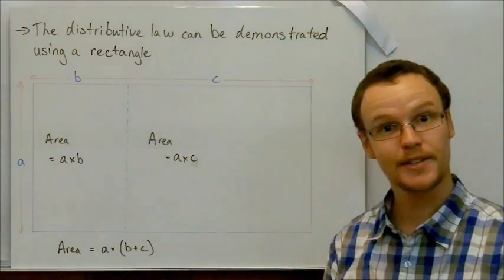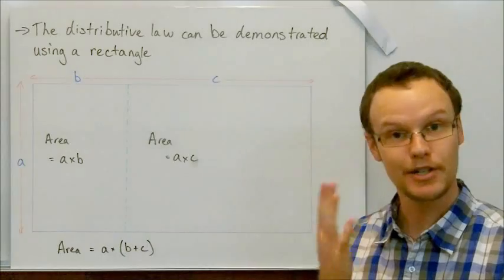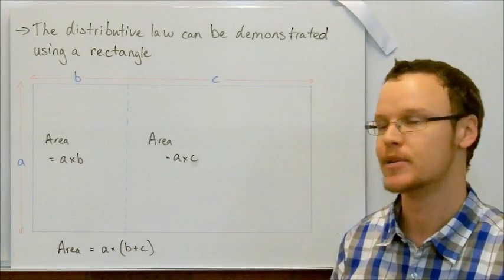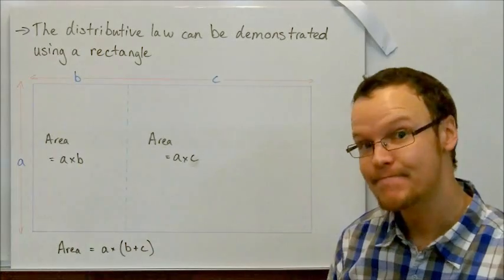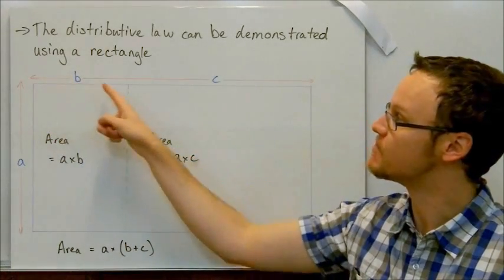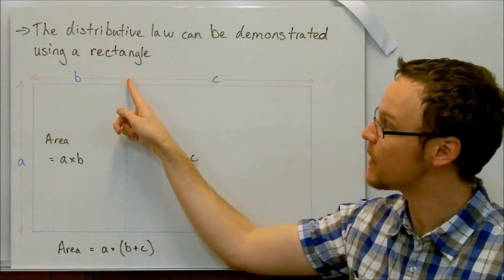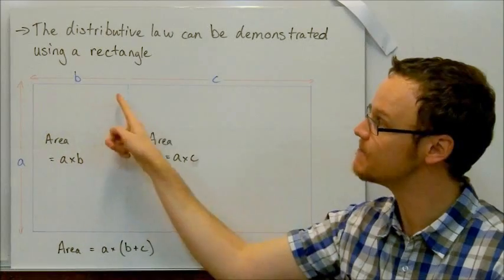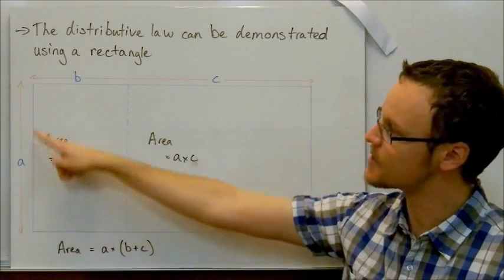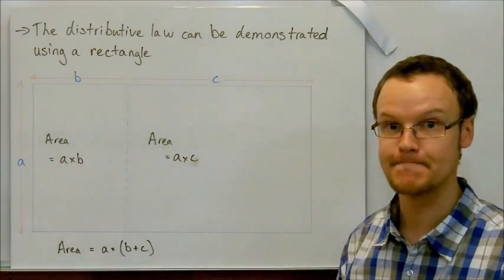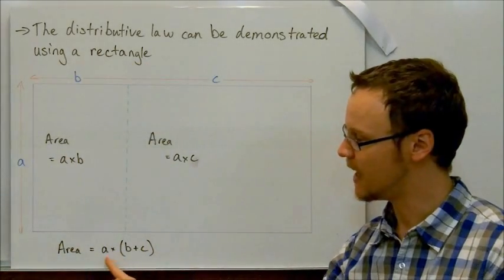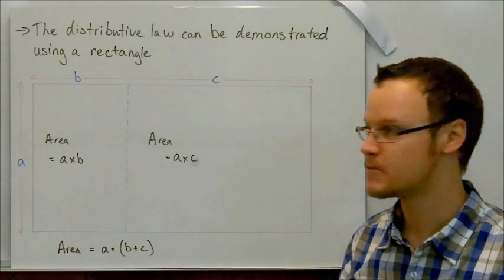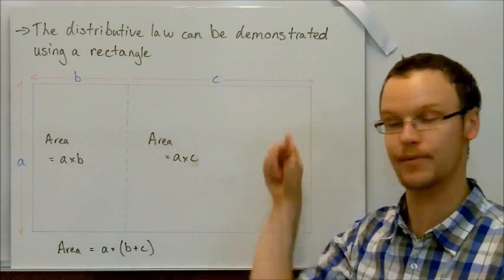We can demonstrate the distributive law using a rectangle and looking at the area of the rectangle. So if we've got a rectangle where one side is A and the other side is made up of B and C, then this is A and this side is B plus C. So the total area of the entire rectangle is A times B plus C, length times width.